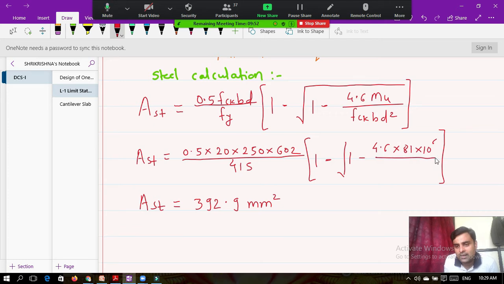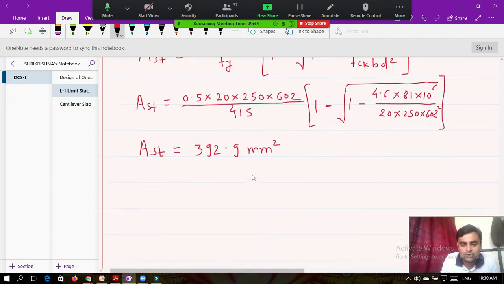Correct, here divided by FCK. FCK is 20 into B is 250 and this is 602 square. 602 square. Okay. So this answer is correct. Others also please check it.